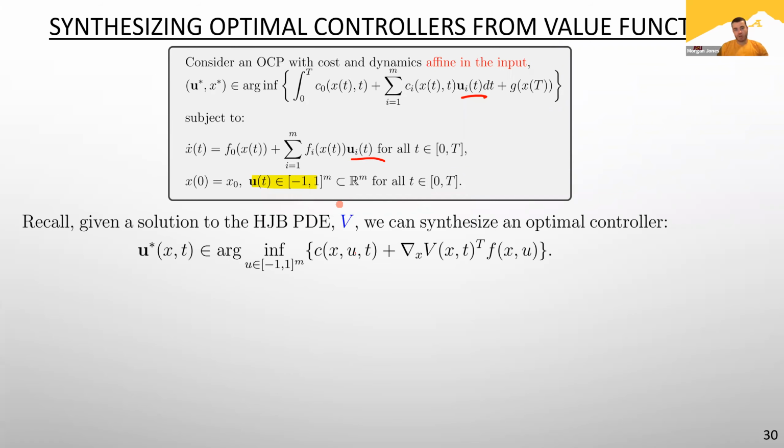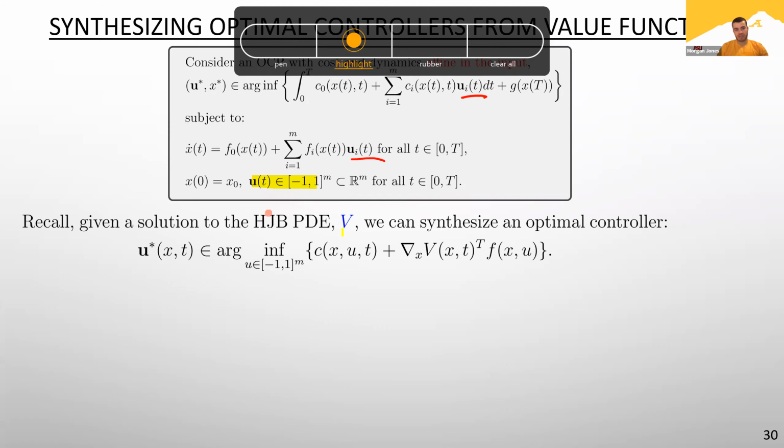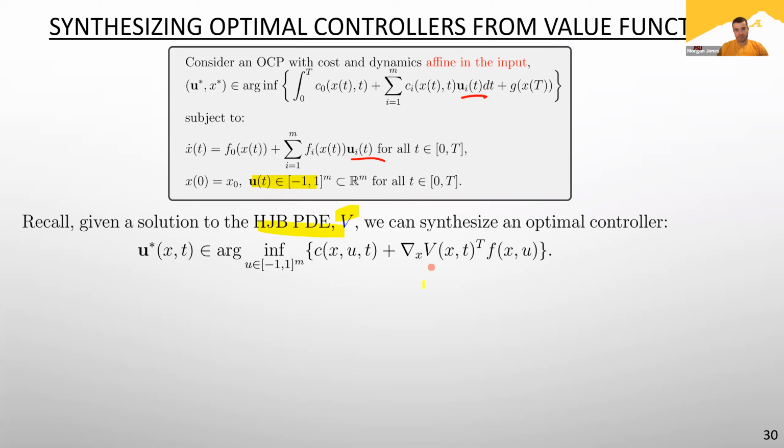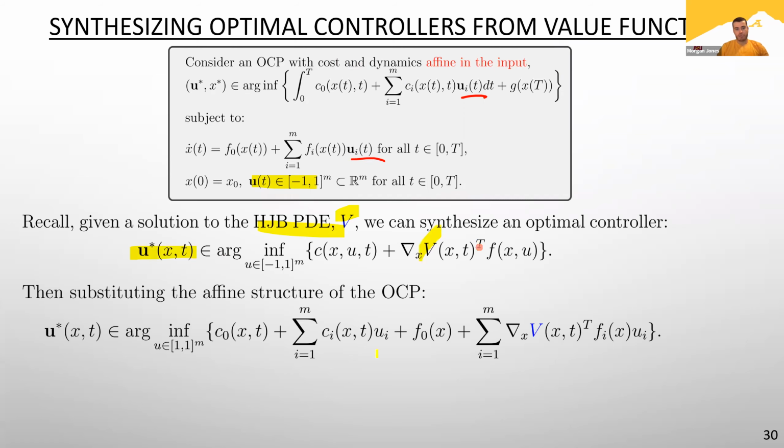And if we recall, if you can solve the corresponding HJB PDE and get some V, then you can substitute V into this equation and get our optimal controller. So if we put our affine cost functions and affine dynamics into this equation, we see that the u's appear linearly. And we're optimizing over -1 to 1.